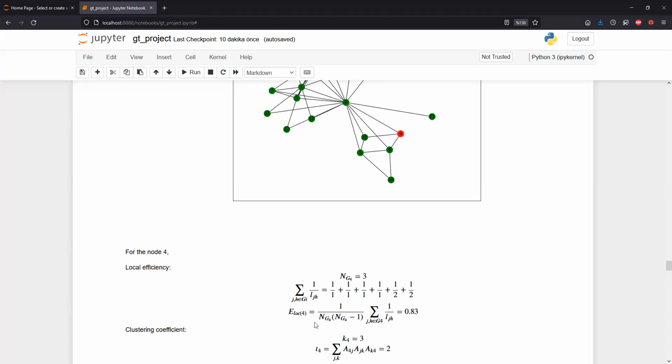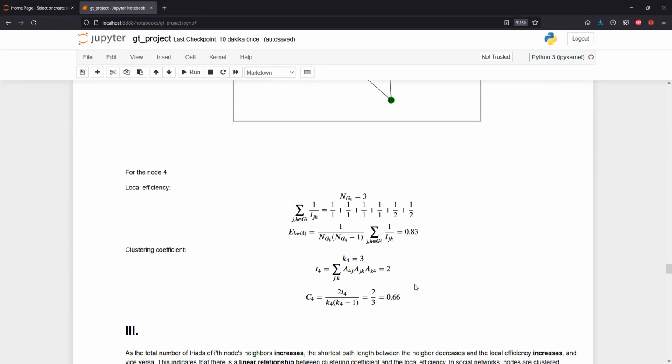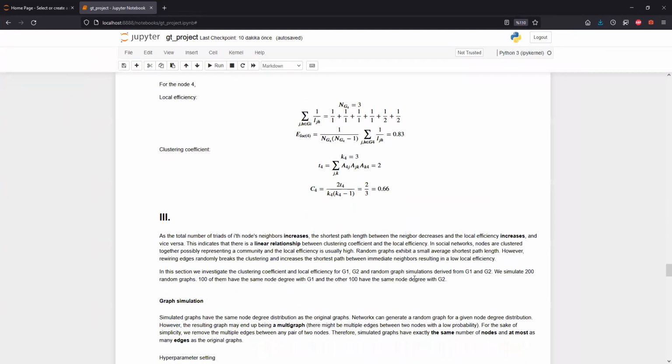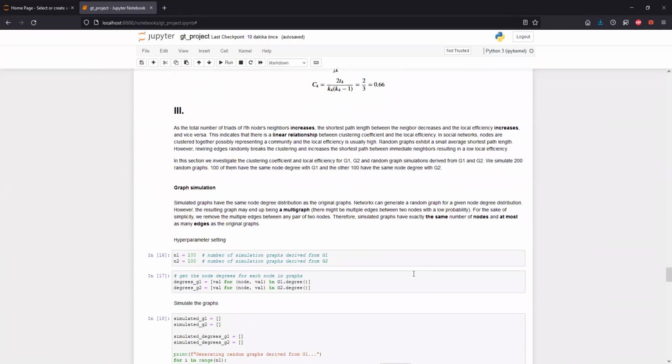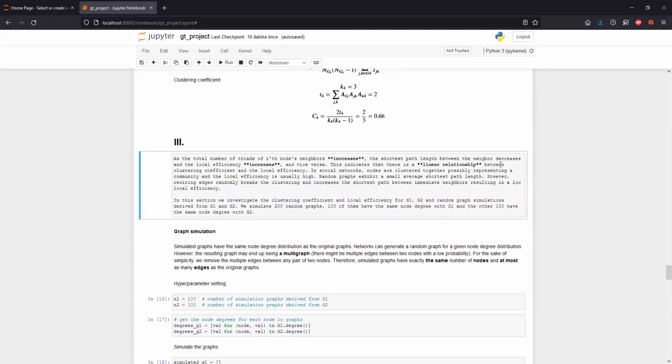In the clustering coefficient case, the node degree of 4 is again 3, which yields the same denominator. However, the number of closed triangles around node 4 is 2. In the third stage, we've tested our hypotheses. As the total number of triangles of the ith node's neighbors increases, the shortest path length between the neighbors decreases and the local efficiency increases, and vice versa.